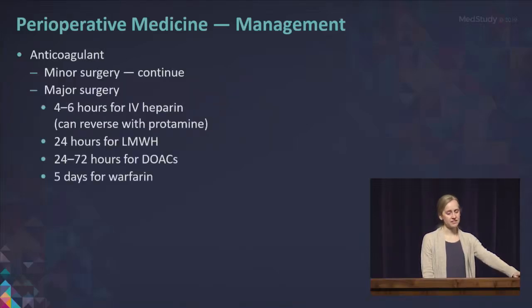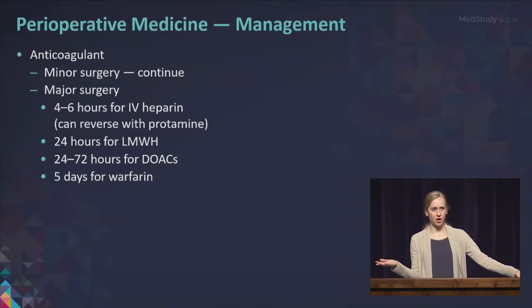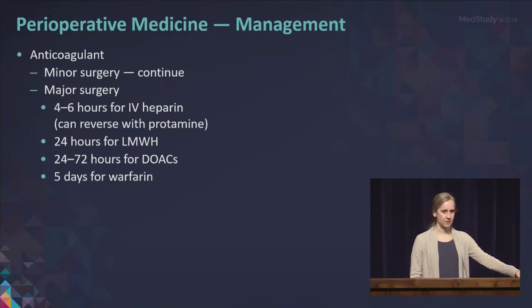For anticoagulants, for a minor surgery, they can usually be continued. For a major surgery, the heparin will be out of the system in 4 to 6 hours, although many surgeons will take the patient to the OR with heparin running and then reverse it when they get there. Low molecular weight heparin is held 24 hours before. Novel anticoagulants are stopped 24 to 72 hours. And then warfarin, as you probably know, takes 5 days to get out of the system.